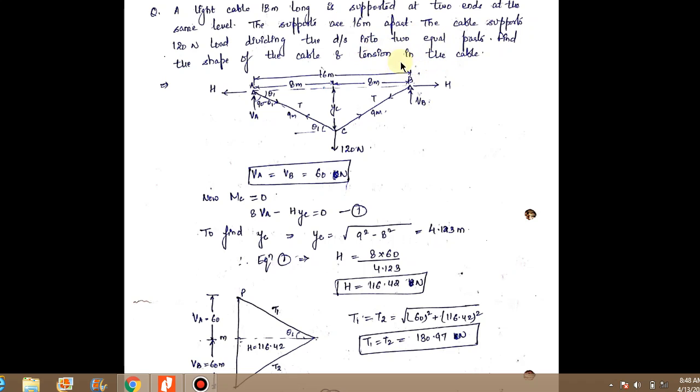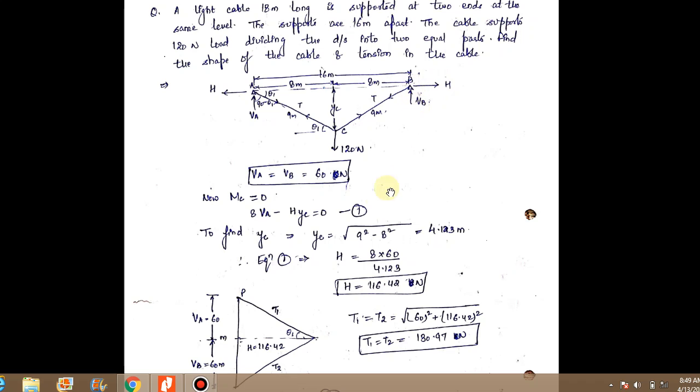So just like the previous one, now we will have to draw the polar diagram. So in order to draw the polar diagram, first we will have to find out the support reactions. So suppose the reactions at the support A are H and VA, a horizontal reaction and a vertical reaction. The horizontal reaction will act in the outward direction, VA will act in the upward direction. In the same way, there will be two reactions at the support B. One horizontal thrust will act in the outward direction, and one vertical reaction will act in the upward direction.